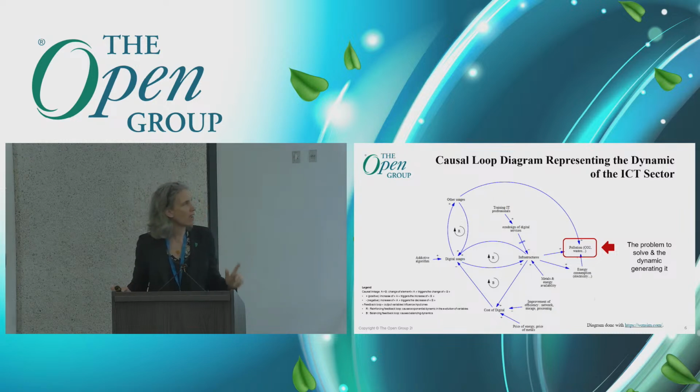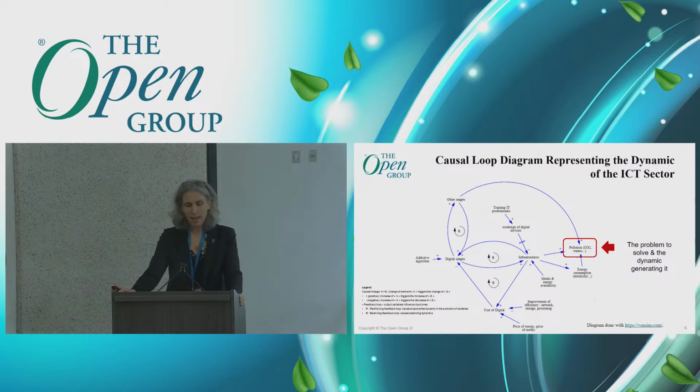Here is a diagram that represents where the pollution comes from. I have put it in a red square on the right side, and you have different causal effects. The more usage you have, the more infrastructure you need, and the more infrastructure you need, the more usage you will develop. This creates positive feedback loops that make the current IT sector generate a lot of equipment and consume a lot of electricity. That leads to pollution.